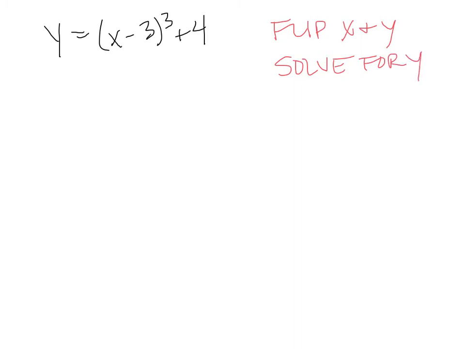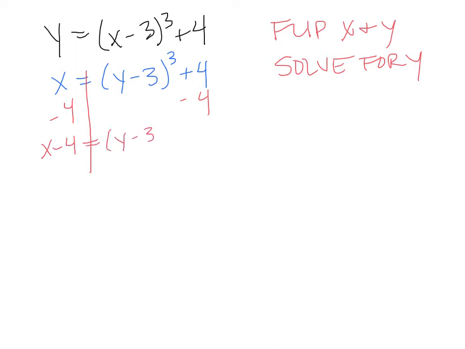So when we flip x and y, we're going to end up with x equals y minus 3 cubed plus 4. Remember, you're not actually done. You actually have to get y by itself. So again, what do I not want? That 4. So now we get x minus 4 equals y minus 3 cubed. Now you have to undo cubing. So to do that, we're going to take the cube root. That means we have to take the cube root of the other side too.